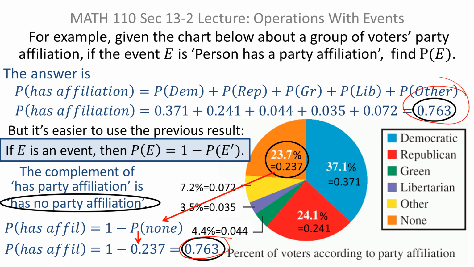But those two numbers are the same. In other words, you got the same thing both ways. Well, which way was faster? Which way was easier? Obviously, using the result by complements is much easier. So that's what I mean by saying sometimes using the fact that the probability of an event is 1 minus the probability of the complement of that event is really the best way to do a problem.